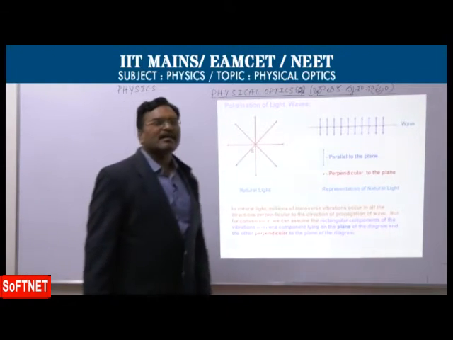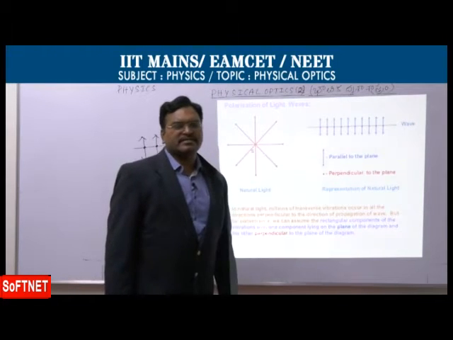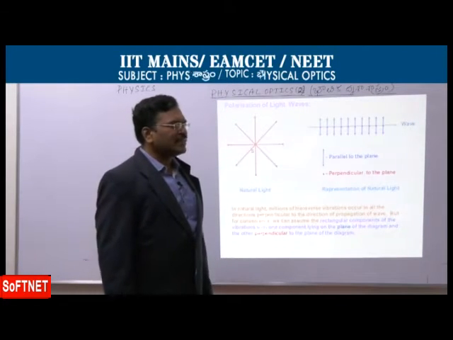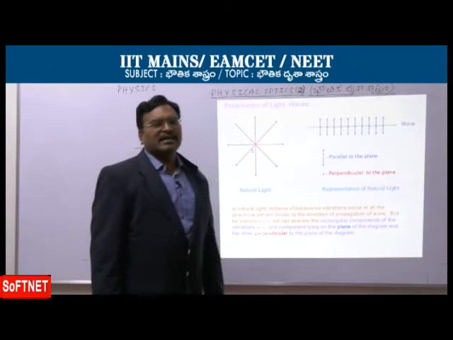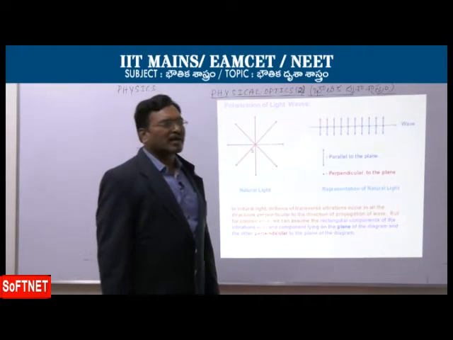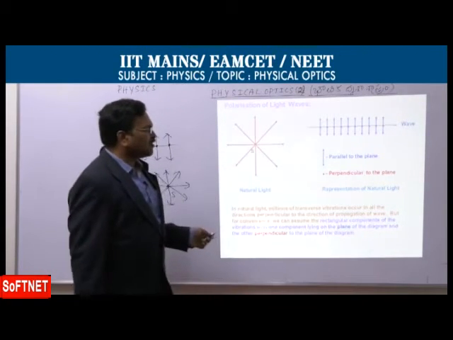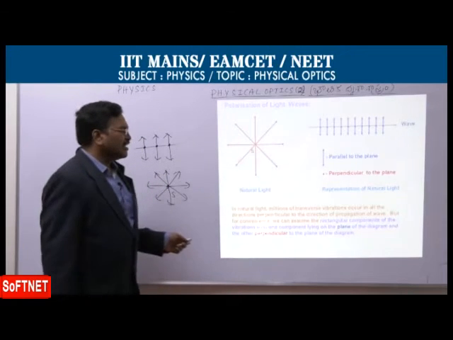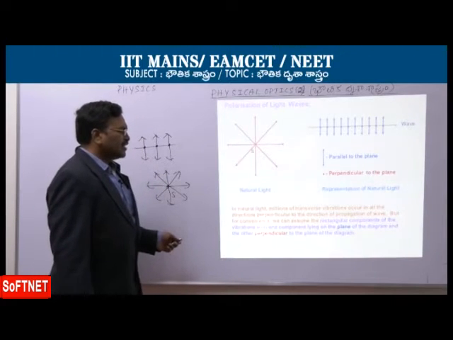Here we have polaroids, we have crystals. Now, if unpolarized light is incident on a crystal, here a tourmaline crystal, it becomes what? Polarized. Here we have perpendicular components and parallel components.